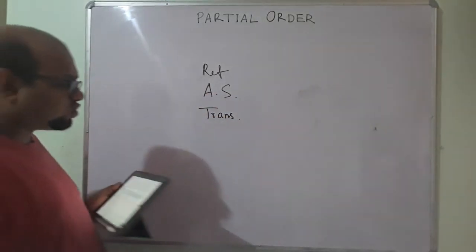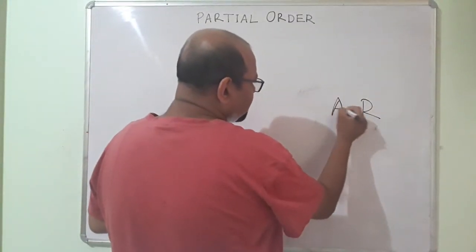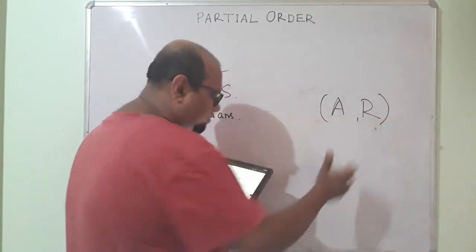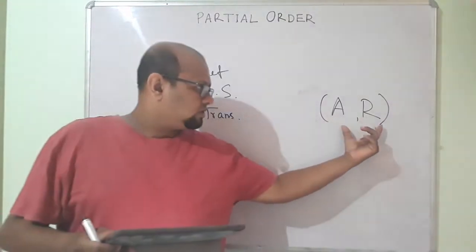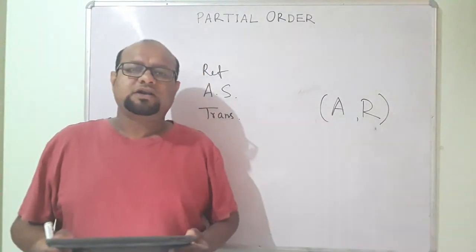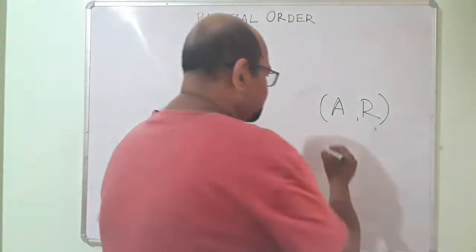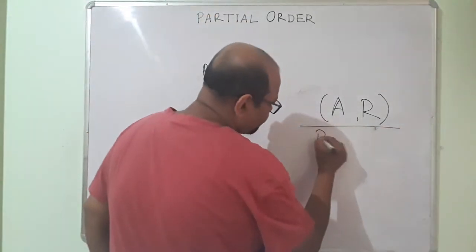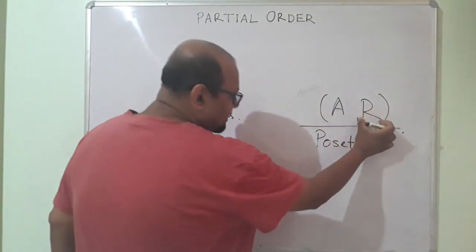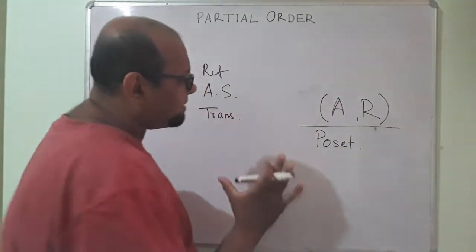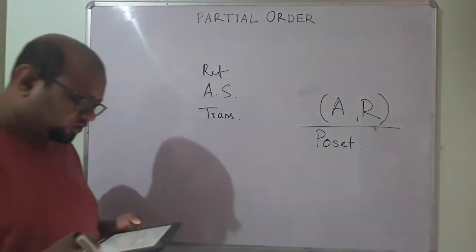So we have this relation on this set A. Together they form this ordered pair. We call this the partial ordered set, or poset. Here we have the set and the relation, and together we keep them in an ordered pair. This is how we denote a partial ordered set, also called a poset.